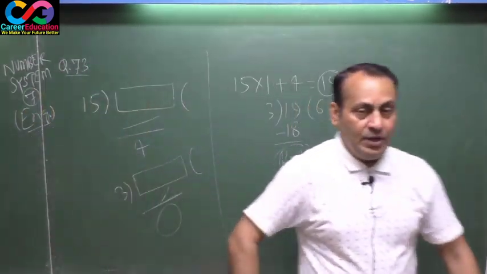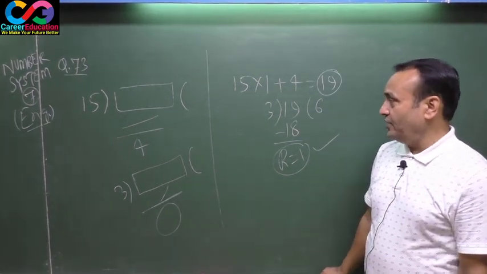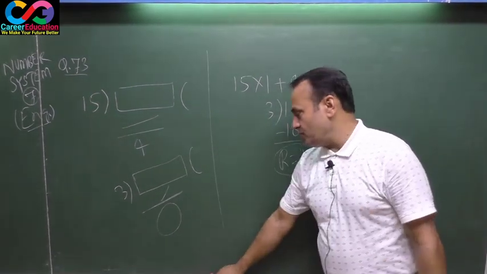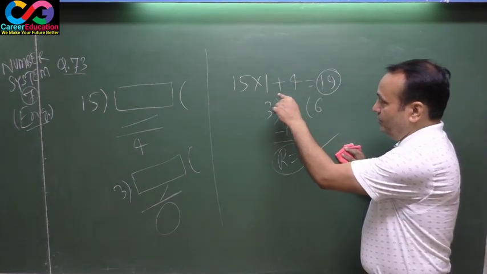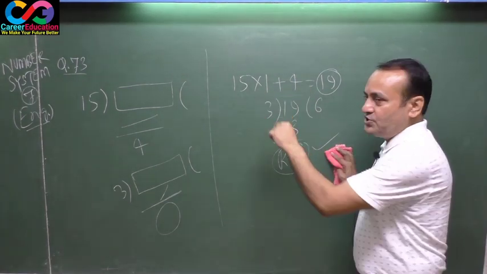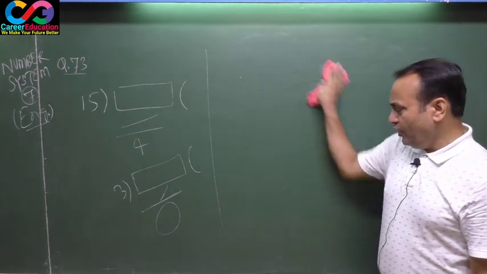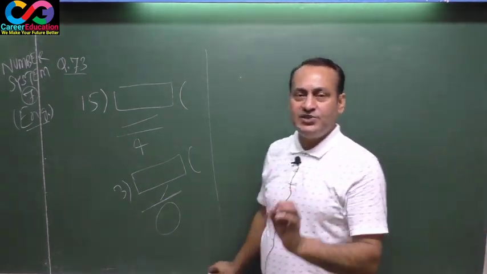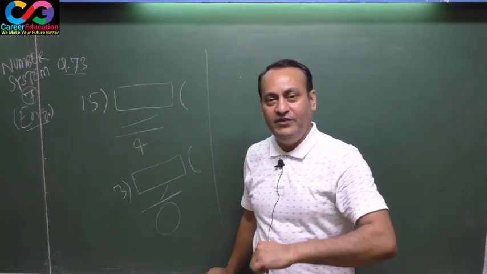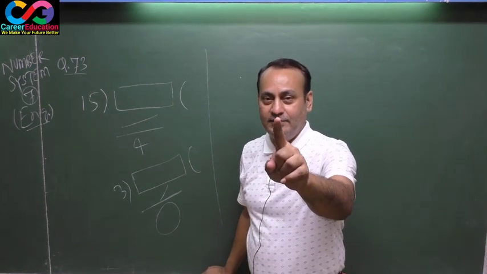But certainly most of you students are thinking here: why is the quotient only 1? The quotient may be 2, 3, 4 as well. I am going to show you that whatever quotient we suppose here, the remainder will always come only 1. See here.